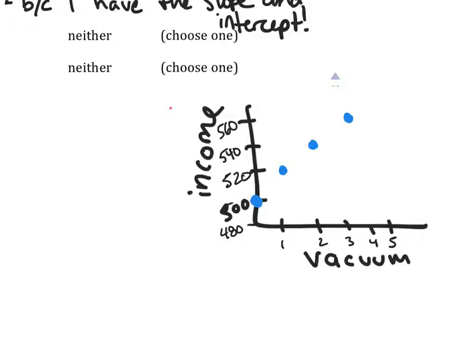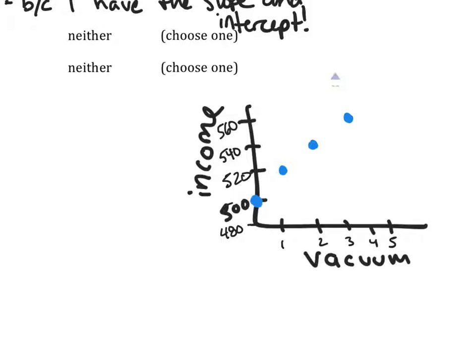Now the question is, do we connect these? So let's think about it. Can Joe sell 0.5 of a vacuum? Can he be right in the middle here and be like, oh, I've sold 0.5, so that means I'm at $510? The answer, I think, is probably no. He cannot do that.